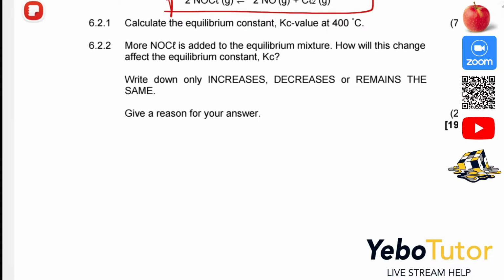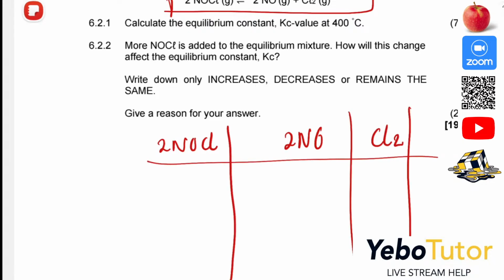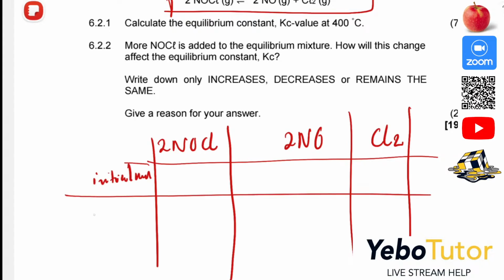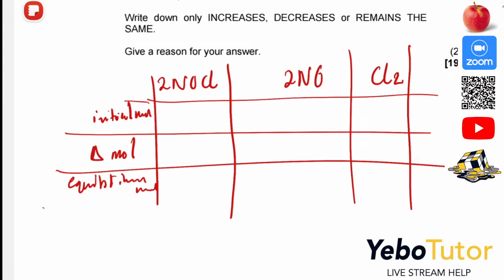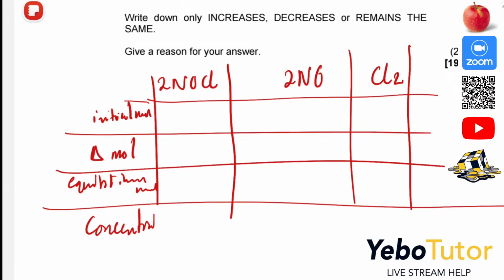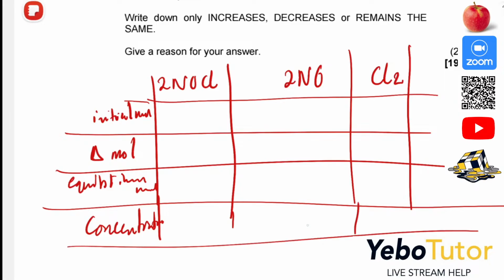Okay, so we can see that we have our 2NOCl, we have our 2NO, we also have our Cl2. Right, so now we need to have our table. Then we know that we are going to have our initial mole, we can have our change in mole, then we can have our equilibrium mole, then we can now finally have our concentration. Please don't forget, this will be our table: initial mole, change in mole, equilibrium mole, then at the end you have our concentration. All right, so now let's solve our question.